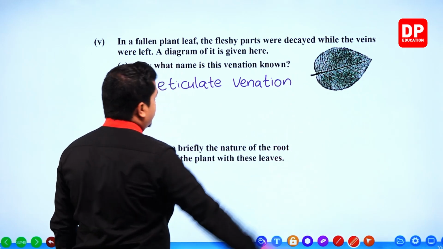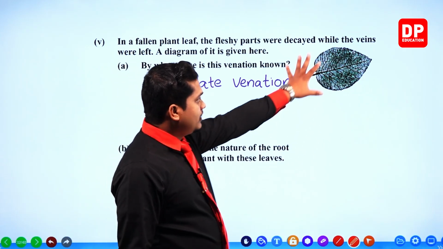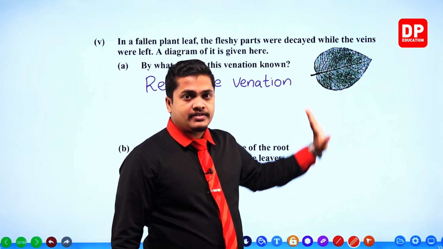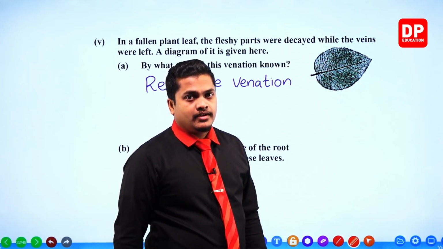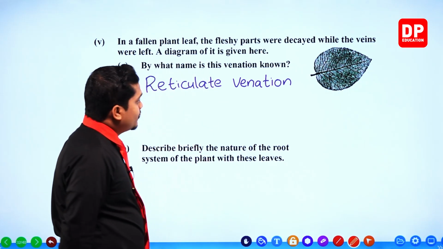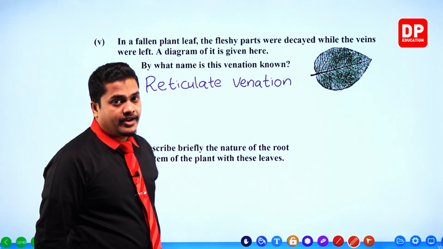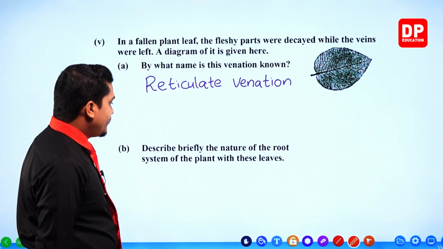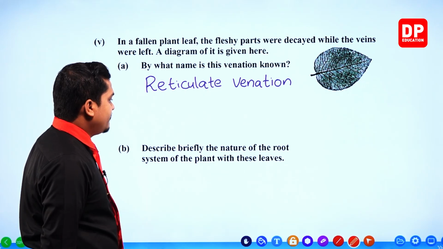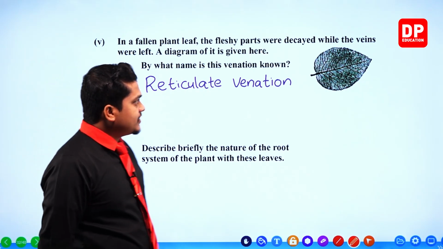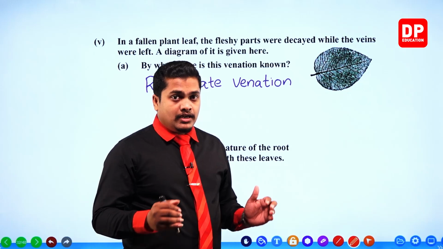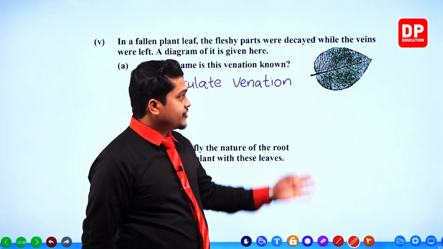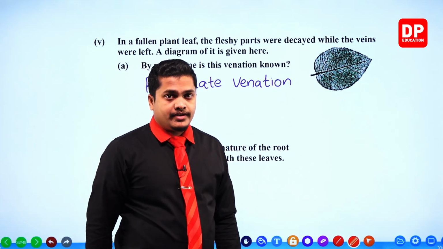Reticulate venation, right? Within the whole surface of the plant leaf, veins are running here and there, all over the surface. So this is called reticulate venation, my dear children. Next one. Describe briefly the nature of the root system of the plant with these leaves. So you need to describe how the root system is arranged in this kind of plant.